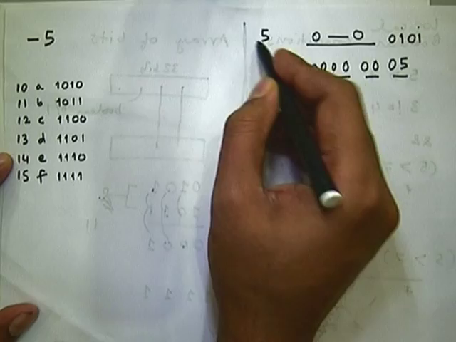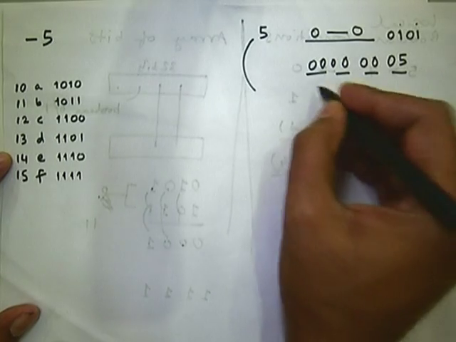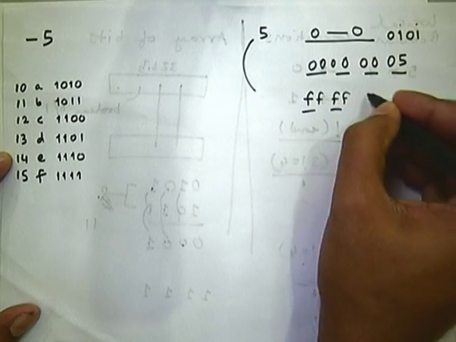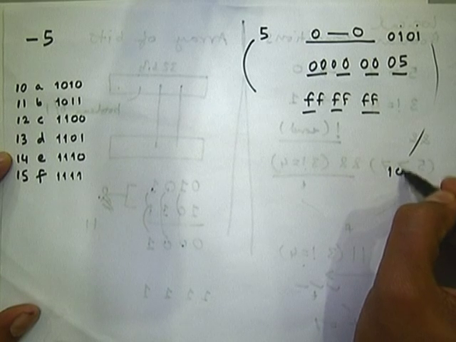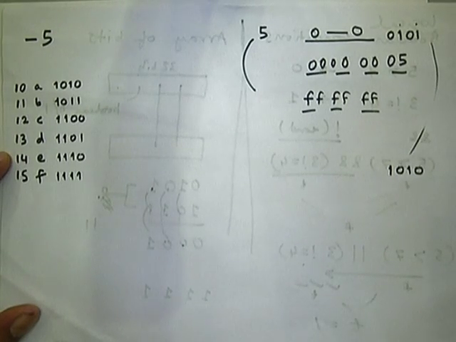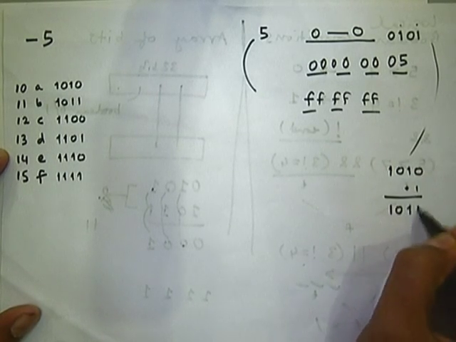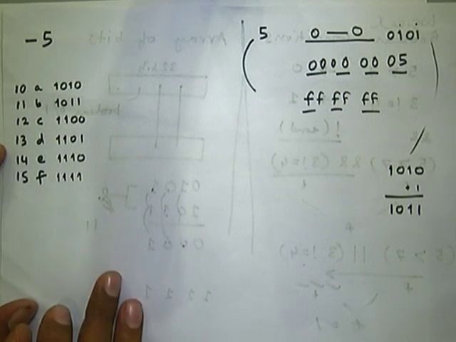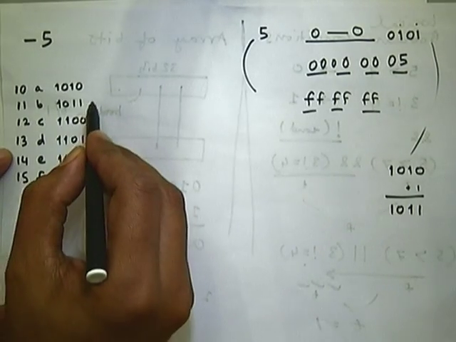So now to find minus 5, what do I have to do? I have to first invert the bits and then add 1 in 2's complement. So if I invert the bits, what happens? The complement of 0 is F. So I get FF, FF, FF, and this becomes 1, 0, 1, 0. And then I add 1 to it. Luckily, it doesn't overflow. And I get 1, 0, 1, 1. Remember the rule for 2's complement: to take a number and find its negative, you invert all the bits and then you add 1 to it. And 1011 is B.